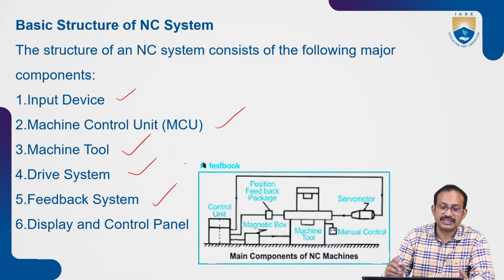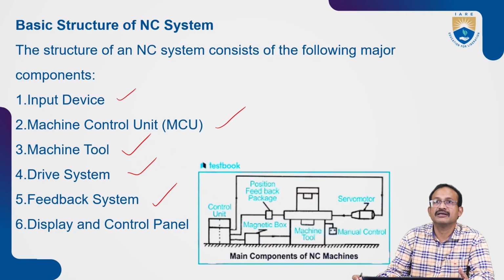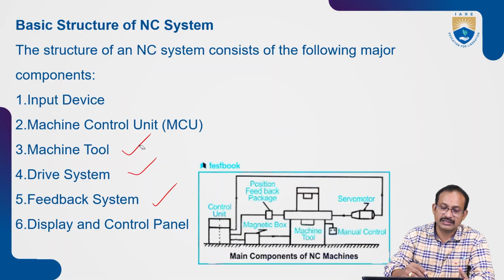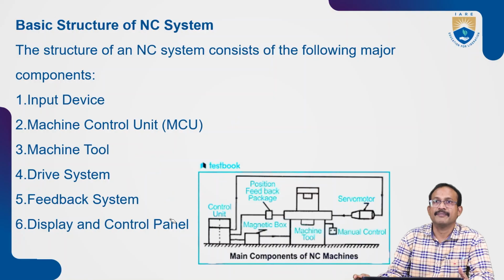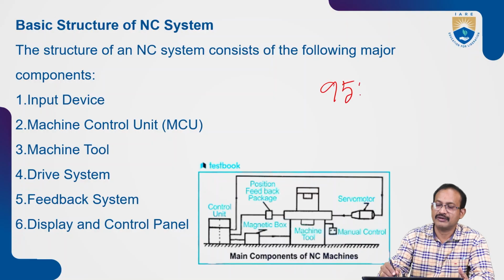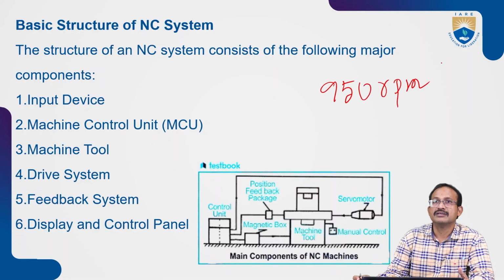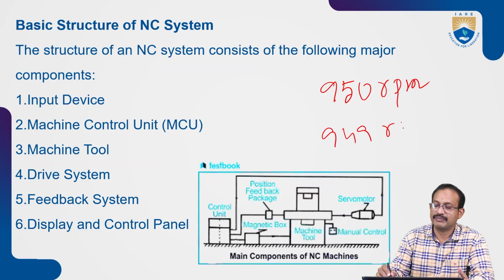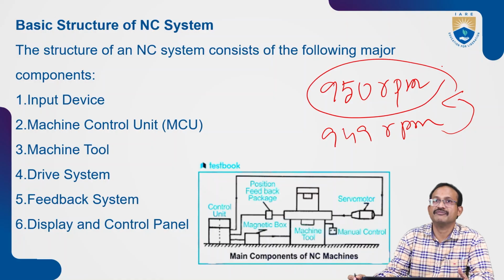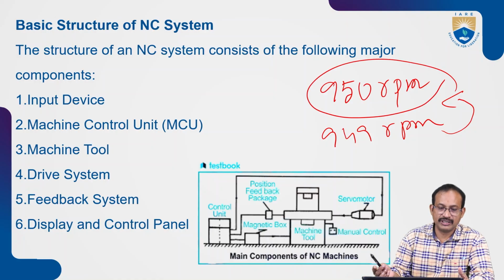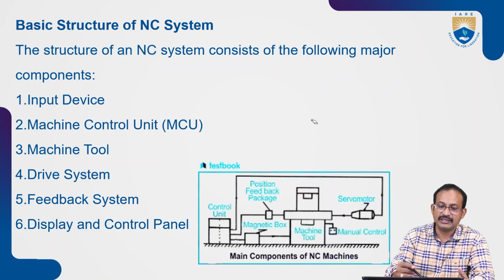Feedback system. It has to get the feedback from the end tool to the control unit again, to minimize any errors. Suppose our desired speed is, let us say, 950 rpm. If it attains 949 rpm, the feedback signal will send this 949 rpm to the control unit. Again, the control unit will bring the speed to the required 950 rpm. So that is about the basic structure of the NC system.